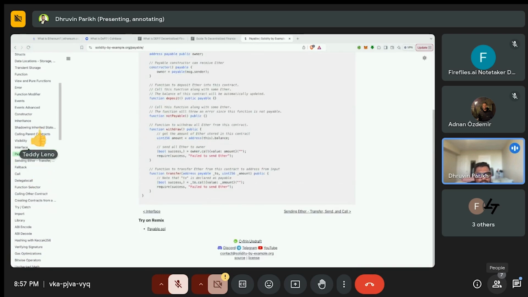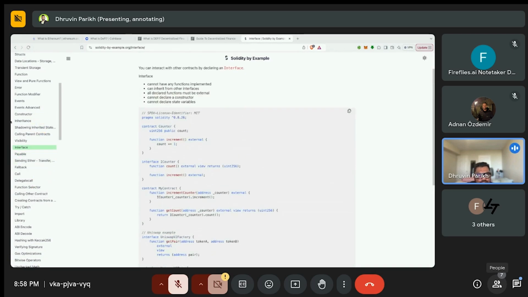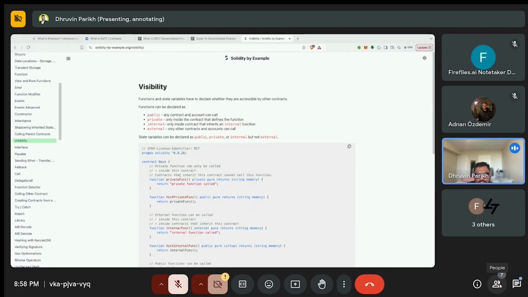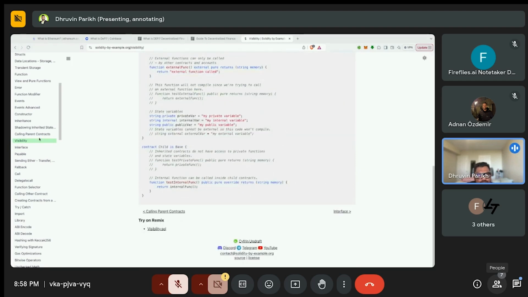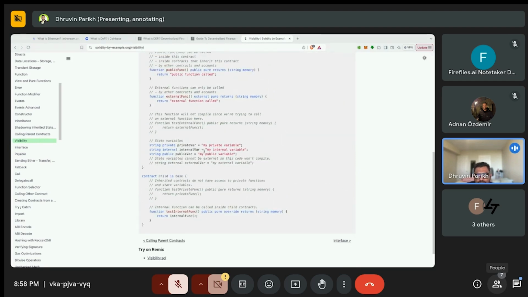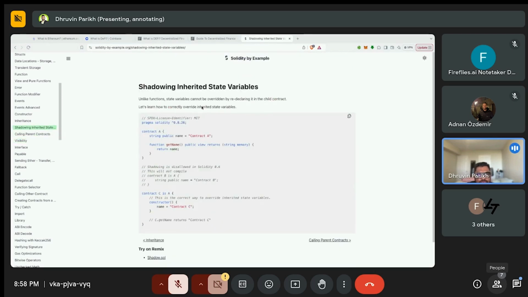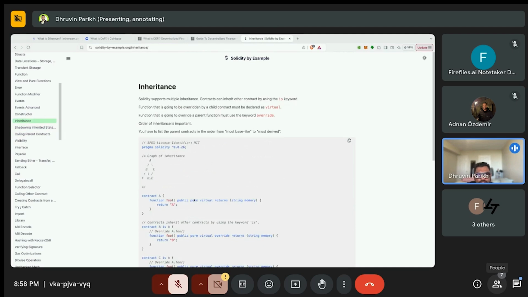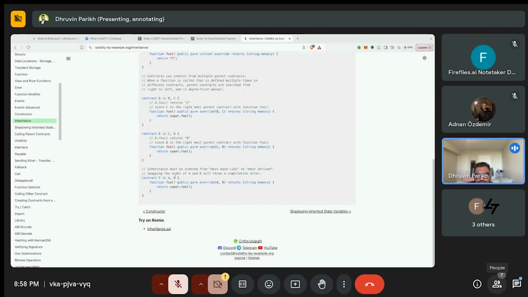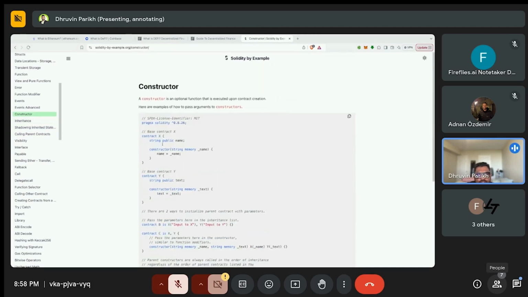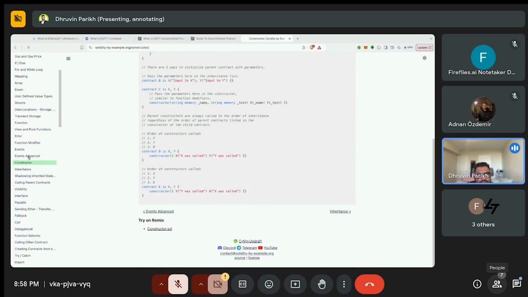What is payable, the difference between an interface and a contract, visibility. Right? So public, private, external, internal. What is the difference between view and pure? Inheritance, just get these things clear. Shadowed inheritance. What is super? When you use super, what happens? You should know that. Constructor, events.